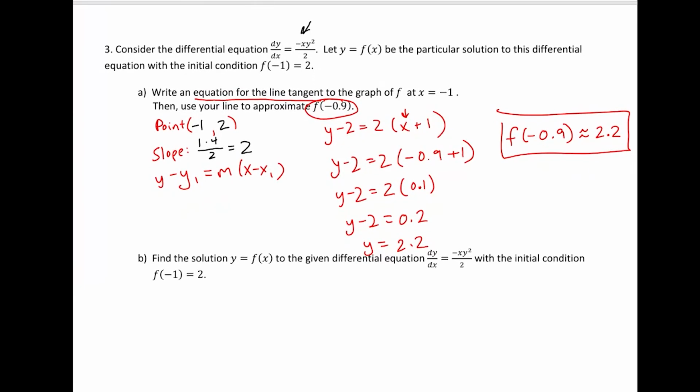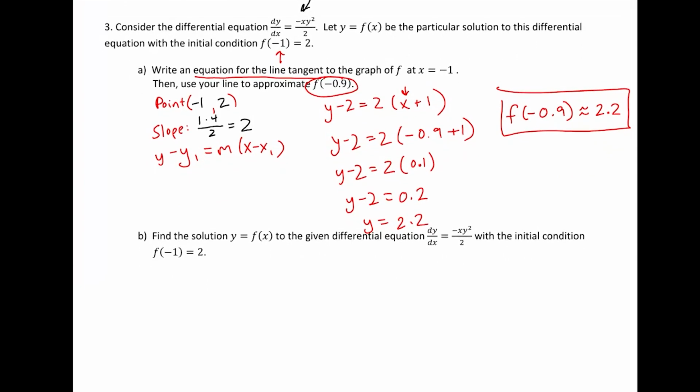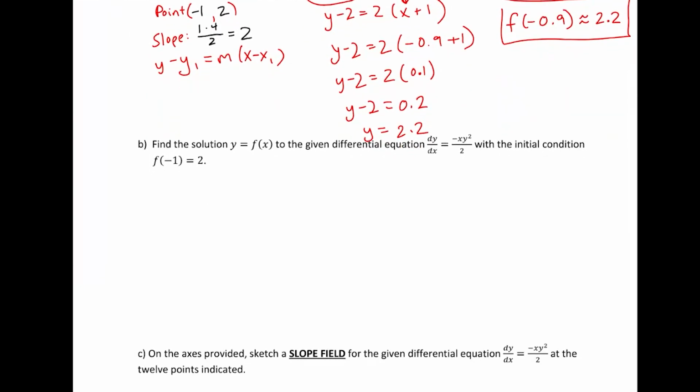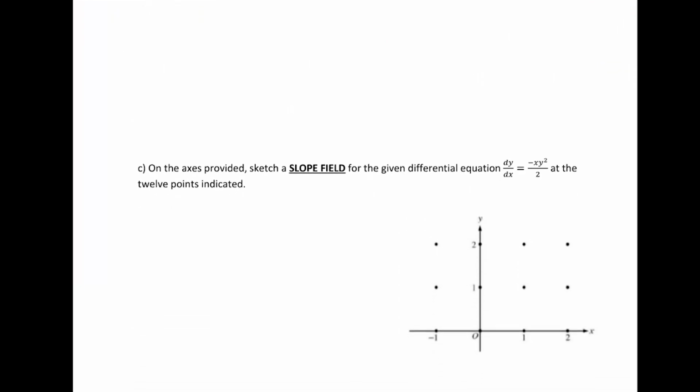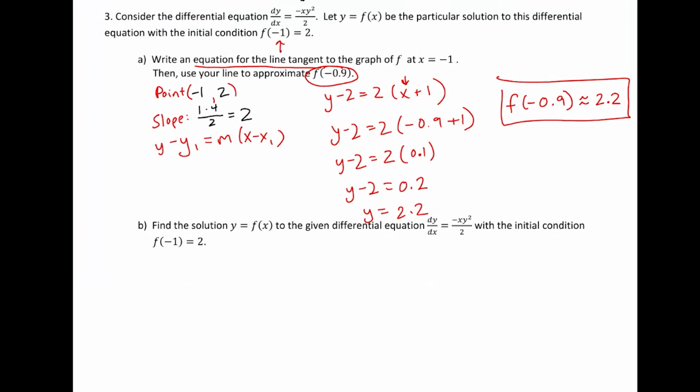Okay, part B. Find the solution y equals f of x to the given differential equation, and it's the same differential equation from before with the same initial condition. So here we're actually trying to find the equation for y. Before, we didn't even know the equation for y, but we were able to approximate values right around this particular given value. But now we're going to find the actual equation for y and do something, hopefully a little interesting with it. So let's find that equation for y.